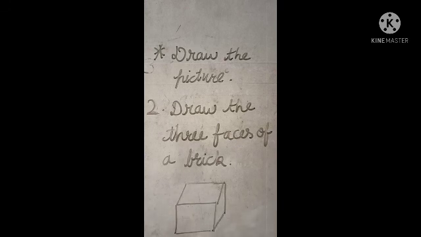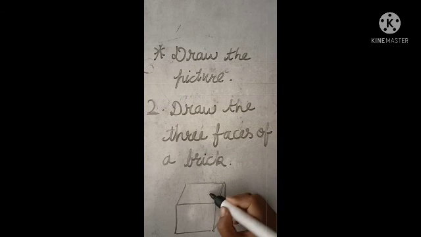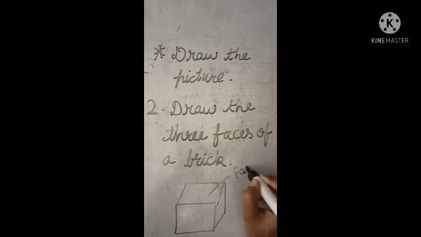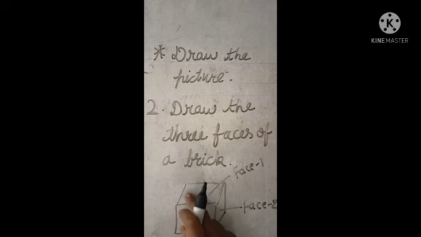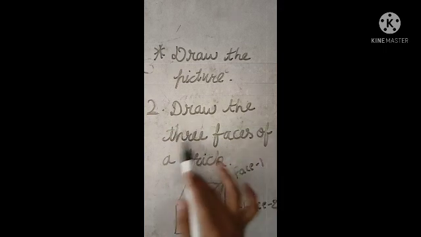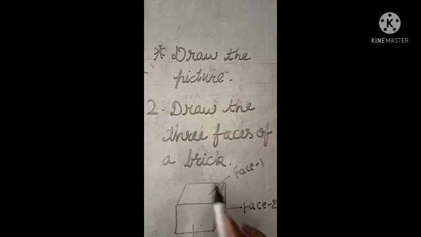Okay, so here our picture is complete. This is face number 1. Here we see face number 2, and here is face 3. So this is the first face, second face, and third face. The question is, draw the three faces of a brick. So look at here. Here we clearly see three faces, first, second, and third. So this is the answer.